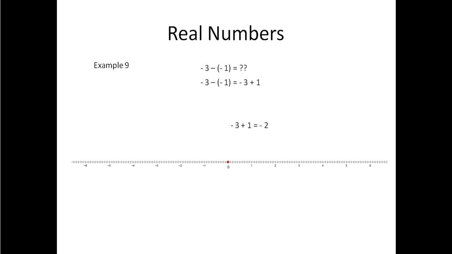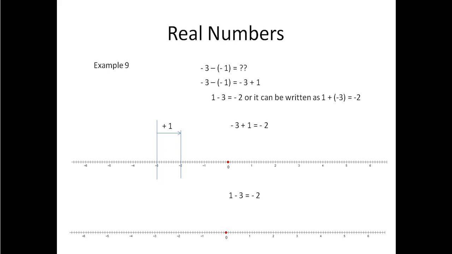And if you want to do this on the number line, we start with minus 3, and then we move 1 step forward, and we end up on minus 2. So minus 3 plus 1 is equal to minus 2. Minus 3 plus 1 can be written as 1 minus 3. And if you want to depict 1 minus 3 on the number line, you start with 1, and then you move 3 steps backwards from 1. You end up on minus 2.